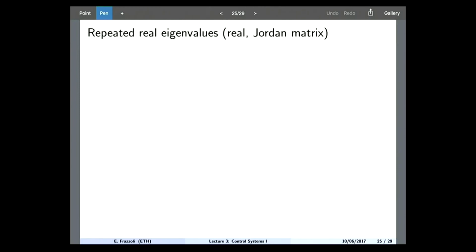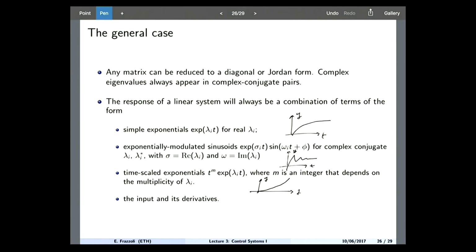Let me give you an example of a repeated real eigenvalue. This is a simple example of what is called the double integrator. When did we get the third case? Which one? The time-scaled exponentials? Yeah, this is when you have repeated eigenvalues, so when you have a Jordan form. If everything is diagonal, then it's only the first two, and of course the input. When you have a Jordan form, then you have these complicated terms that are the same as before, but multiplied by time or time squared and so on.